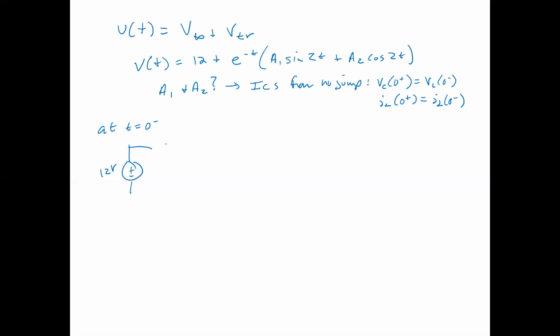Interesting. Okay. So we have a 2 ohm resistor, an inductor, a capacitor, and another 2 ohm resistor. The switch is closed, so that resistor is in place there.